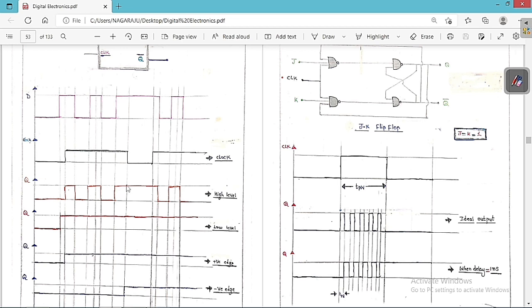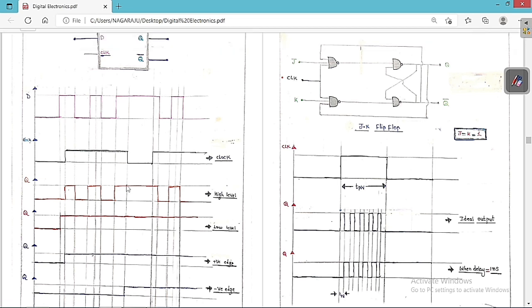But after this, the clock is 0. Clock is 0 means whatever the previous state, the same thing is now going to be present. The previous state is 1, so it is going to have the same state until the clock is equal to 1 again. Again after here, the clock is high, so whatever the input, it is going to follow exactly, for all the time until the clock is high. So this is the output that we are going to get.